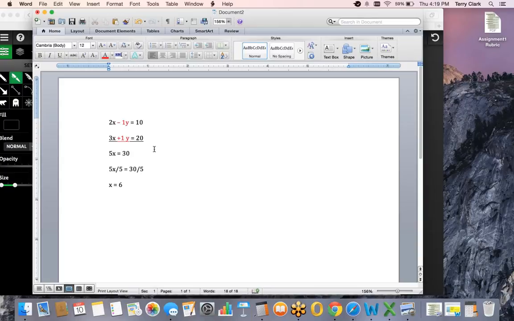Okay, now we're going to take one of these problems. I'll take the first one. In this case, it really doesn't matter. You won't save yourself any extra time by picking one over the other. So we're going to put 6 in here for x. 2 times 6 minus y equals 10. And that's going to give us 12 minus y equals 10. Now, you can go on with this problem and go step by step, but 12 minus 2 is 10. So we know y is 2 because 12 minus 2 is 10.